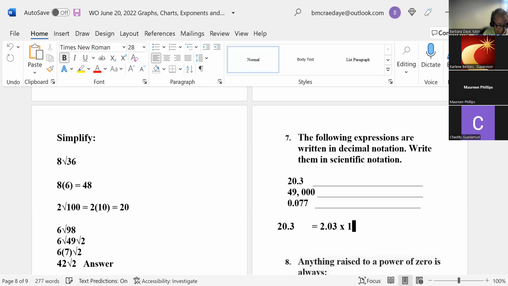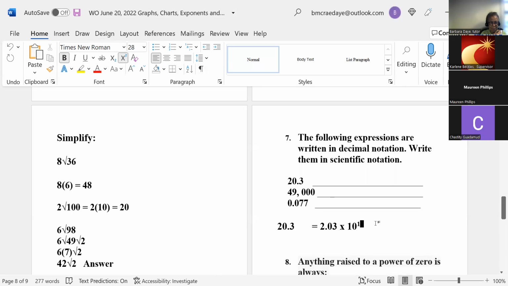Times 10, and the power on the 10 is the number of places I moved the decimal point. So how many places did I move my decimal point? It's right here, and I moved it here. How many places is that? 1 place. So that means I put a 1 for my power.